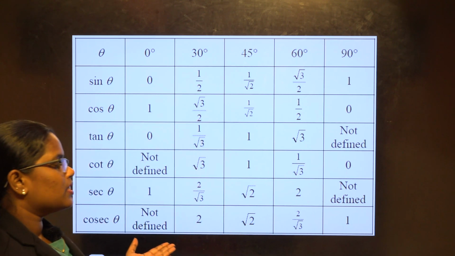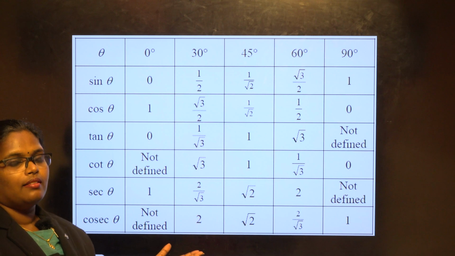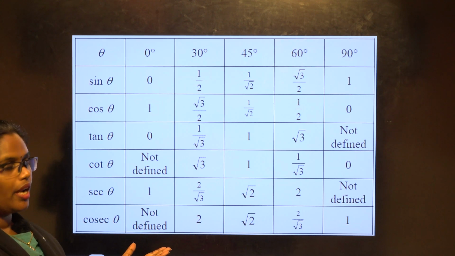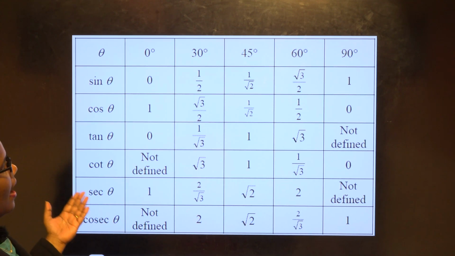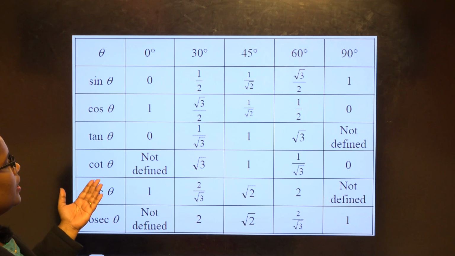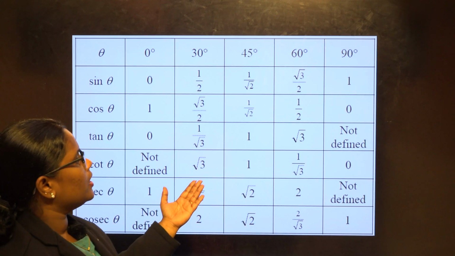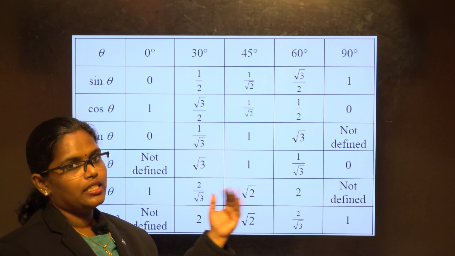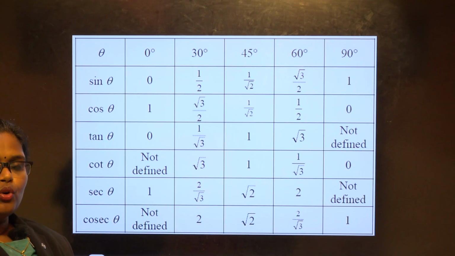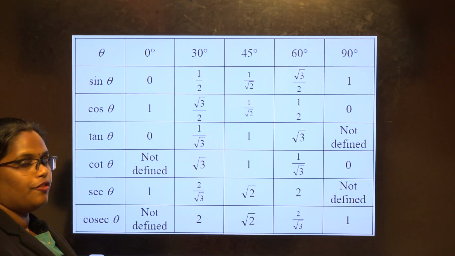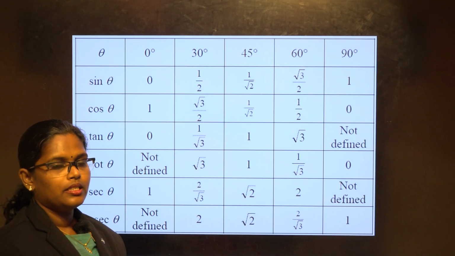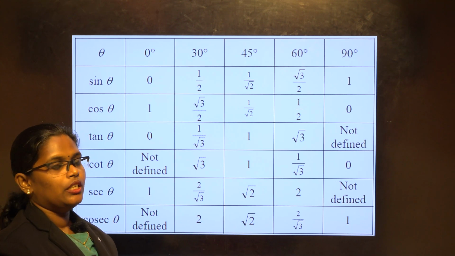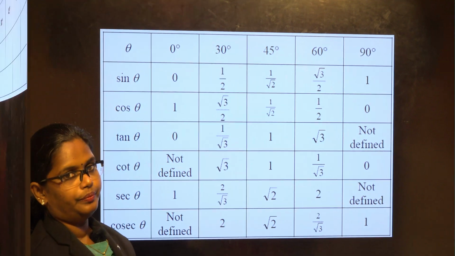This is the famous trigonometric table that gives us the trigonometric ratios of certain angles like 0 degree, 30 degree, 45 degree, 60 degree and 90 degree. But most of the times we find it difficult to remember. But I'm going to teach you tricks to remember it in an easy way.